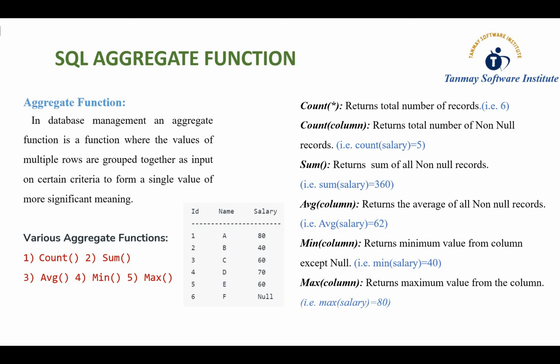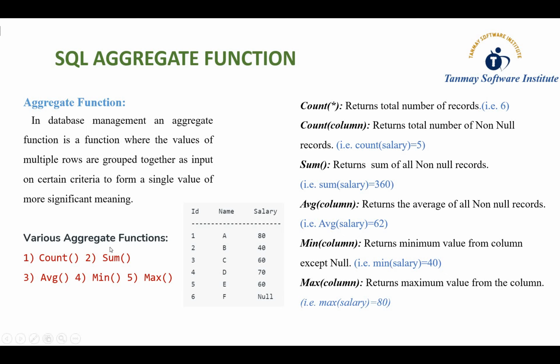I have mentioned all the aggregate functions here very briefly. So what is an aggregate function, what different aggregate functions are there, and this is one table, and with the help of that table and those aggregate functions, what kind of result we will get. Aggregate functions are functions where the values of multiple rows are grouped together to give a single result.